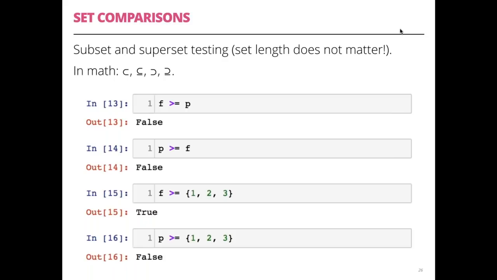There are also operators for set comparisons, like greater than or equal. And these are equivalent to those symbols in math that I show at the top of this slide, right? Whether a set is contained in another, whether a set is a subset of another, or a strict subset, or a superset, or a strict superset. So you have these operators as well in Python, written with the greater than and less than signs.